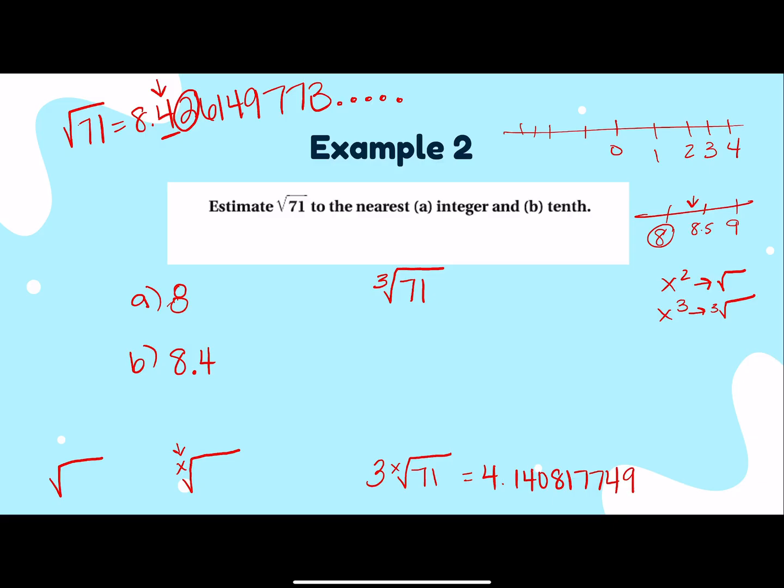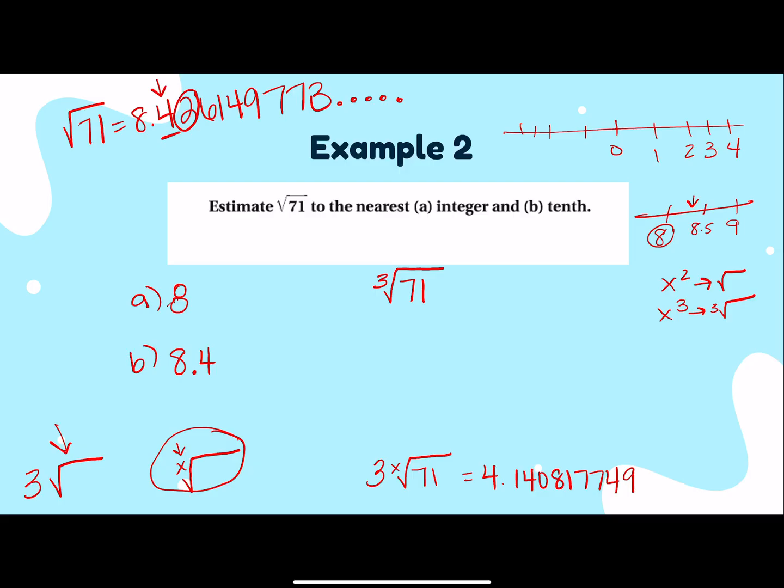The Big Ideas calculator will do it as well. It looks like this. Okay, do not use this button. That is not the same thing. If you type 3 and then this button, that says 3 times the square root of this. That is not the same thing. Okay, you've got to use the one with an x in front of it.